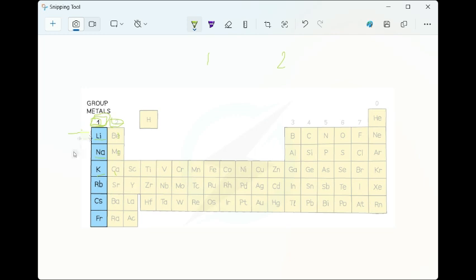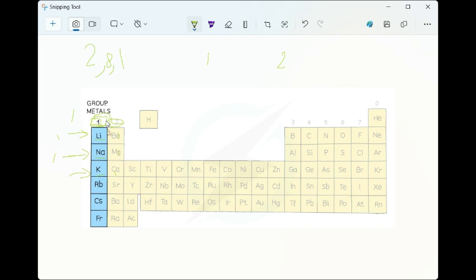Your period number, so how far down it goes, tells you how many shells it has. For example, I know that sodium is in the third period, right? That's one, two, three. That means it has three shells. So it should end up being 2, 8, 1. So three shells and then one electron in the outer shell. Cool?